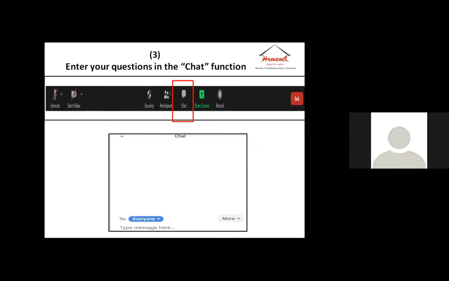The next important function is the chat function. The feature is located at the bottom center of the Zoom screen, which allows you to ask questions that you have during the webinar. This is for the speakers. So if you have any questions, please input them in the chat box. These questions will then be compiled and addressed during the Q&A session.